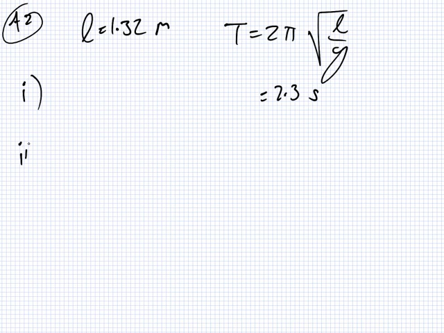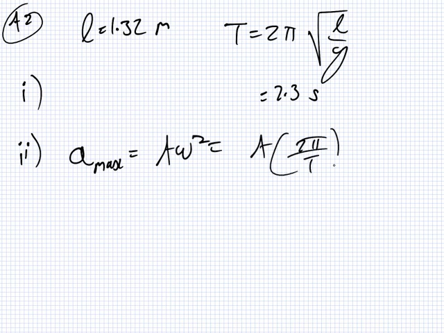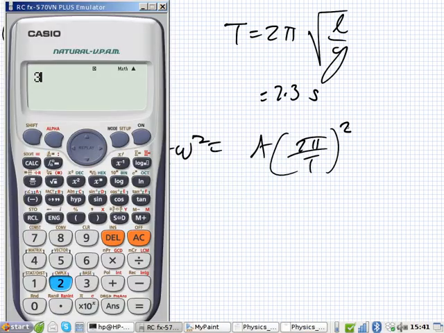Maximum acceleration. Okay, so a max equals A omega squared, which is A times (2 pi over T) squared. And the A is 32.6 millimeters. 2.3 was the last one, wasn't it? Yes. So 0.243. You got that? Yeah.